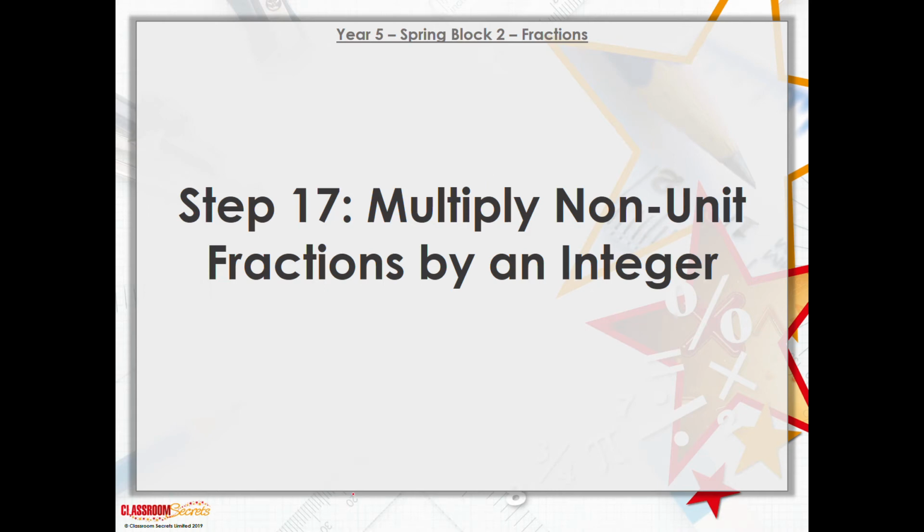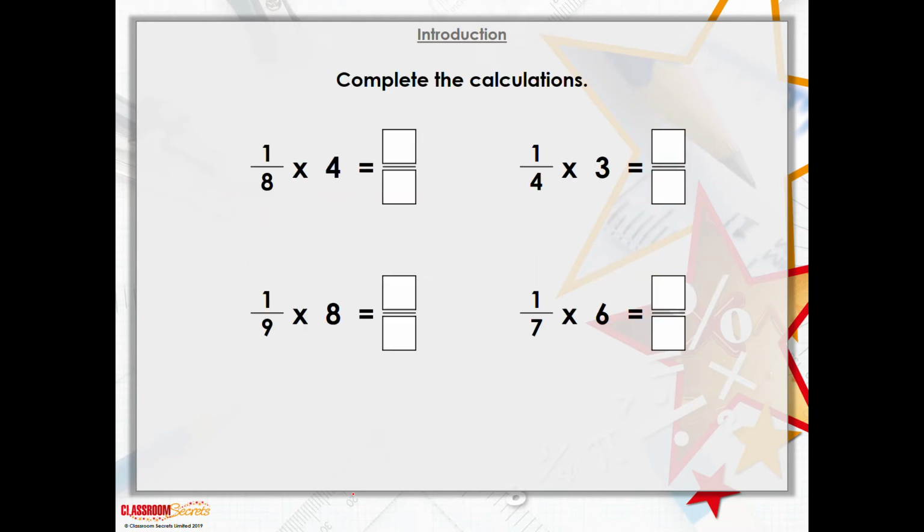Right, hello everybody and welcome to step 17. We did step 16 yesterday, which is multiplying unit fractions. Now we're going to be looking at multiplying non-unit fractions. The difference today is our numerator is going to be greater than 1. So let's have a look at our introduction activity.